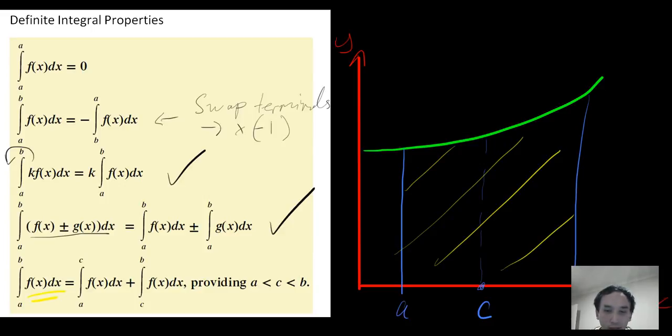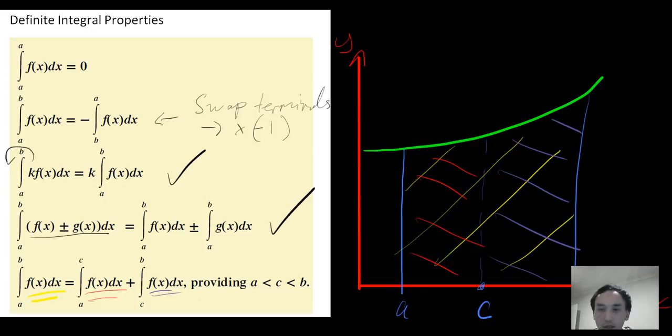But what happens if you split it up into two parts, and you split it up into two parts dictated by this vertical line, x is equal to c? Now if that happens, then what you actually end up with is, well, first of all, this part, the integral from a to c, is actually this area. And if you have the integral from c to b, this gives you your second area over here. And of course, if you sum up the red and purple areas, you actually end up with the yellow area that you began with. So that's the fifth rule.